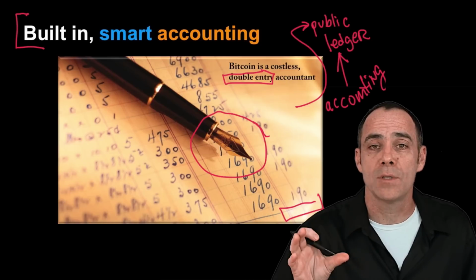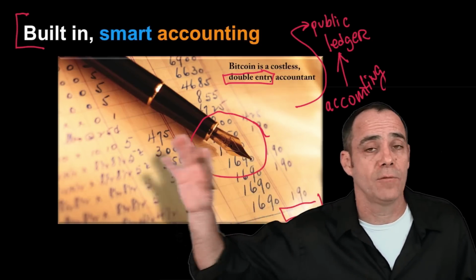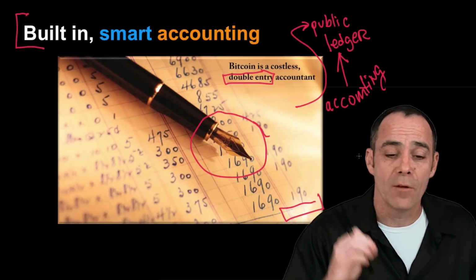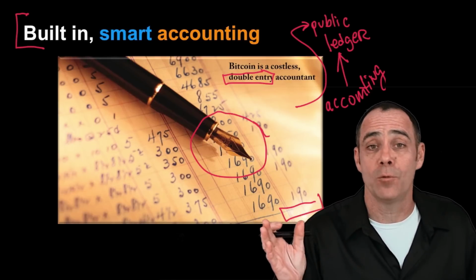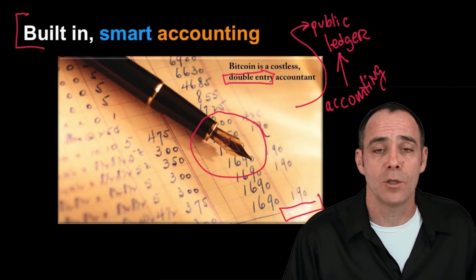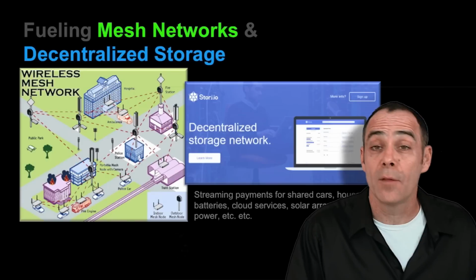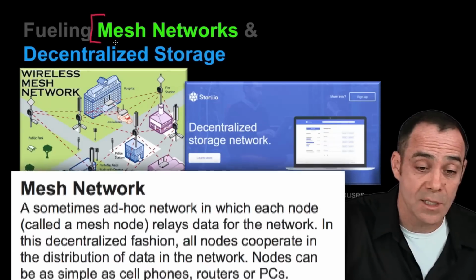And this built-in accounting that's public, and you can decide if you want it to be fully transparent again or fully anonymous, is a game changer. So this is just another form of killer app, or this is many, many forms of killer apps, because there's so many different things you can do with accounting. There's so many different things you can do with all these things we've spoken about. Another killer app: mesh networks, decentralized storage.